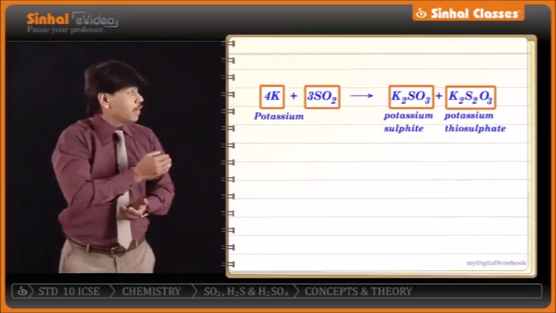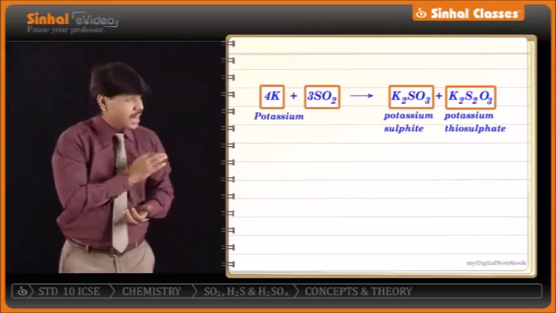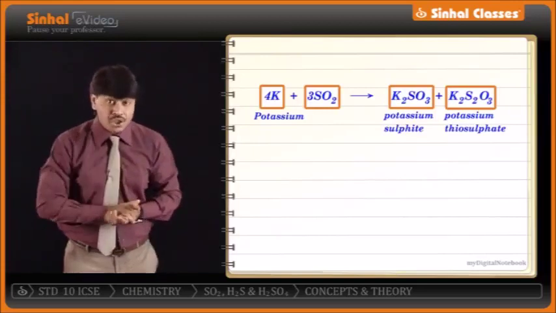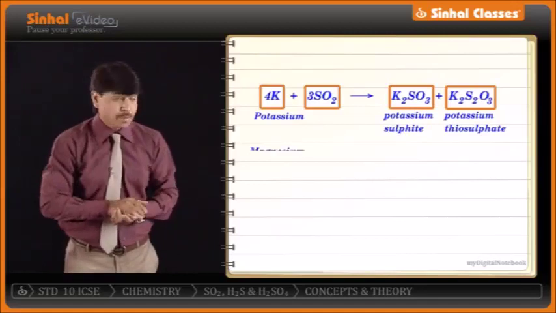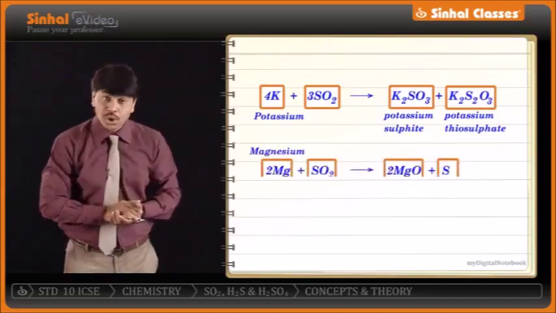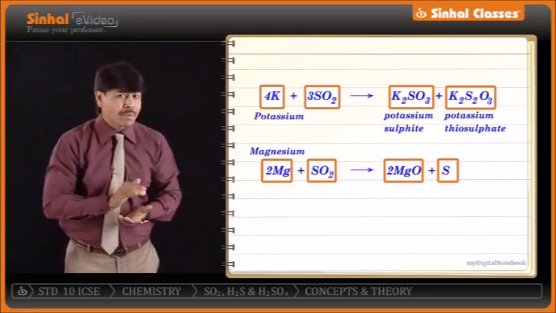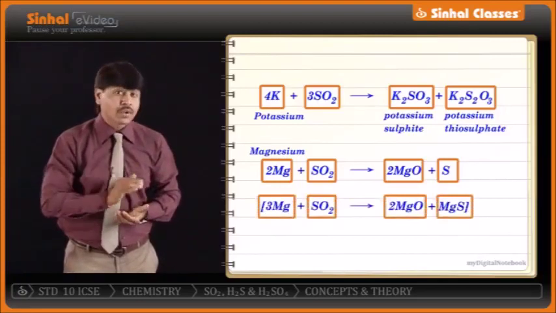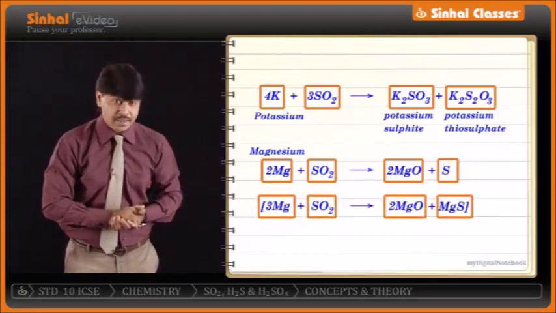Along with that, we get potassium thiosulfate, that is K2S2O3. If we take magnesium, the reaction will be 2Mg plus SO2 giving 2MgO plus S. Not only that, some amount of magnesium sulfide, MgS, is also formed along with MgO.